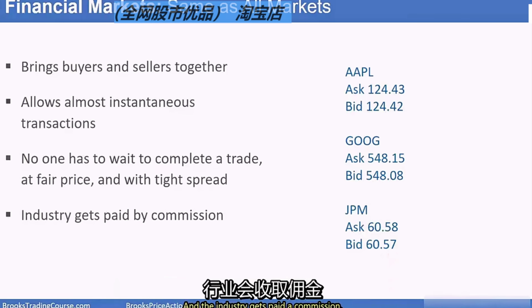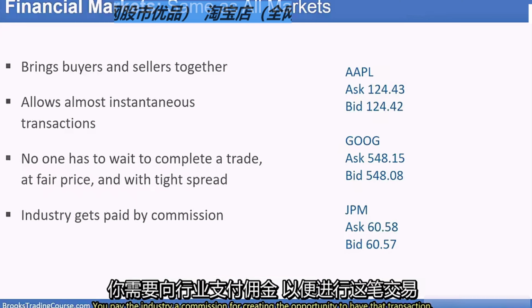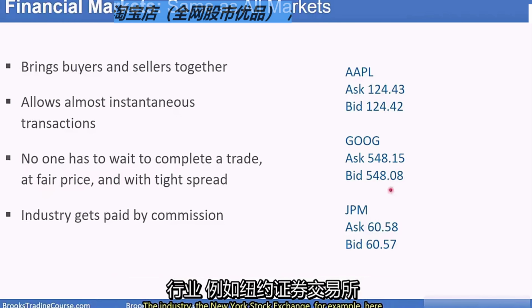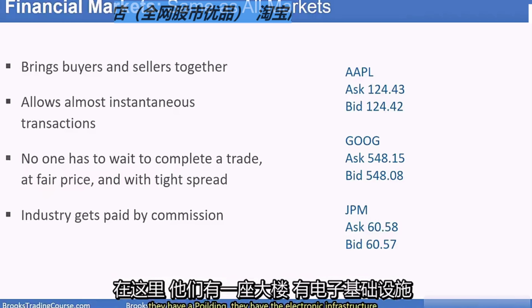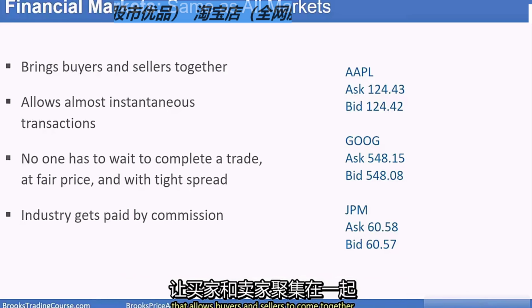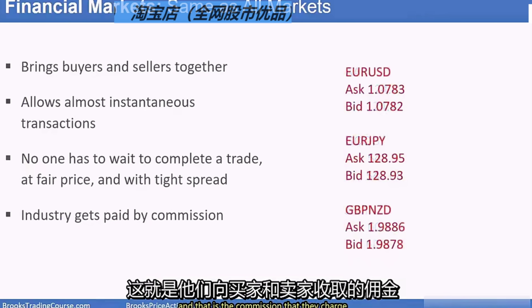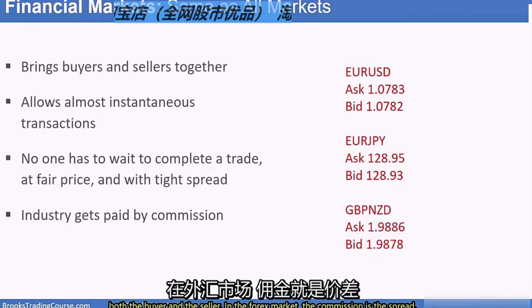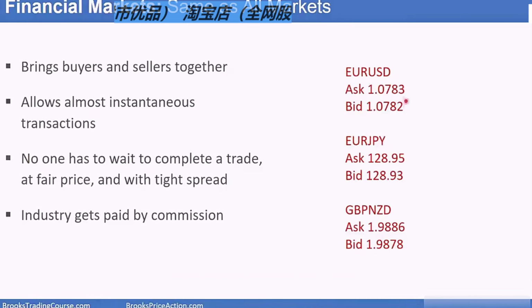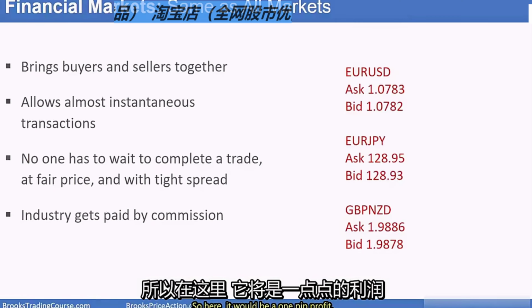And the industry gets paid a commission. You pay the industry a commission for creating the opportunity to have that transaction. The industry, the New York Stock Exchange, for example, here, they have a building, they have the electronic infrastructure that allows buyers and sellers to come together, and they need to get paid to maintain that, and that is the commission that they charge both the buyer and the seller. In the Forex market, the commission is the spread. So here it would be a 1 pip profit.